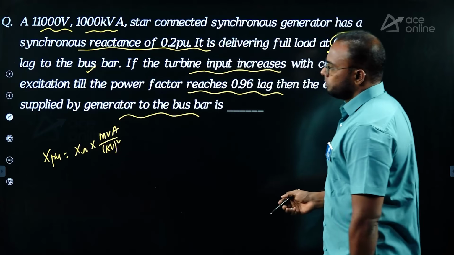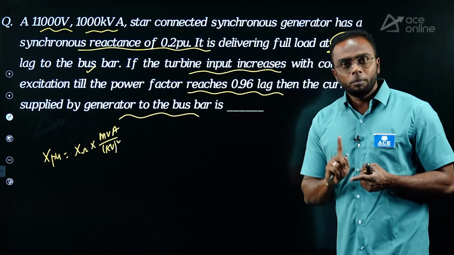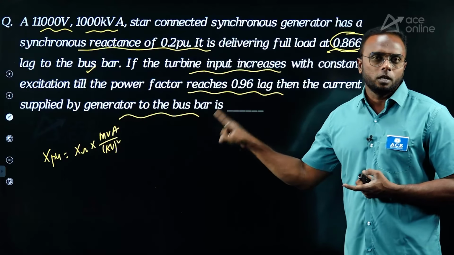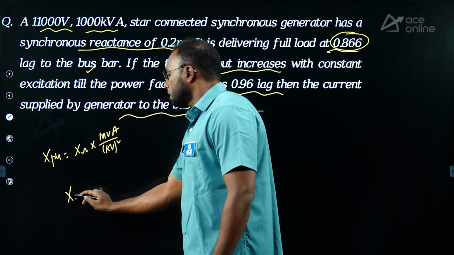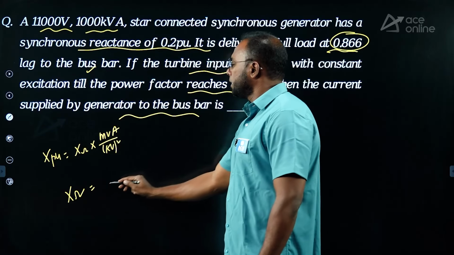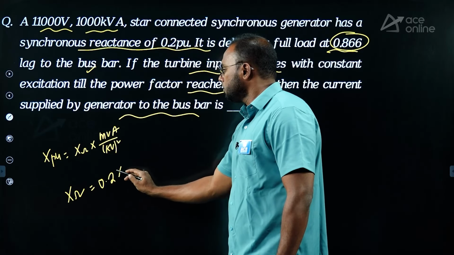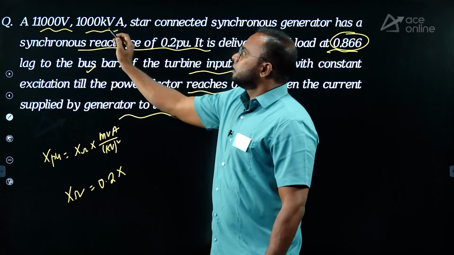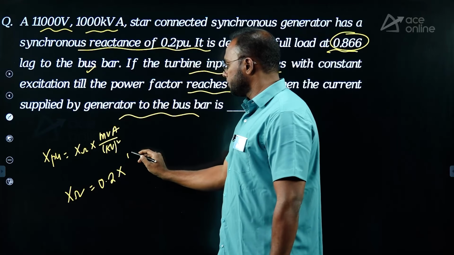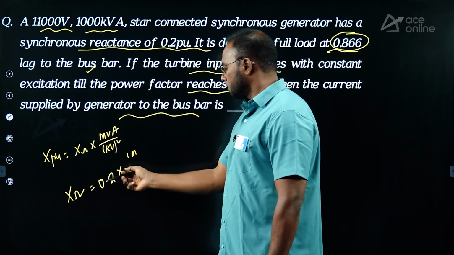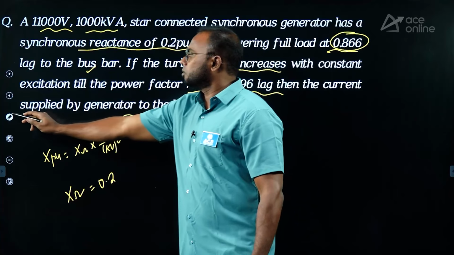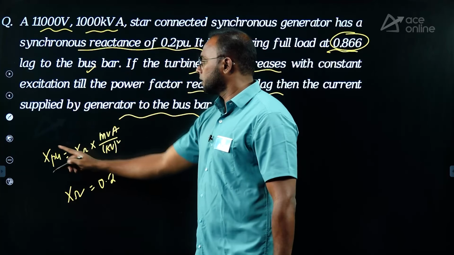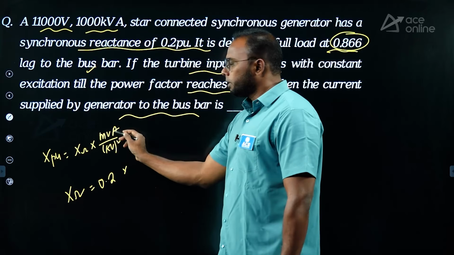In MVA, you take kV squared. Now we need the ohmic value. The per unit value is given, but we need the ohmic value. Then how to find ohms? Reactance in ohms equals 0.2 per unit, where the MVA rating is 1000 kVA, nothing but 1 MVA. So 0.2 equals X in ohms into MVA divided by kV squared. Calculate X in ohms by cross multiplying, kV squared divided by MVA.